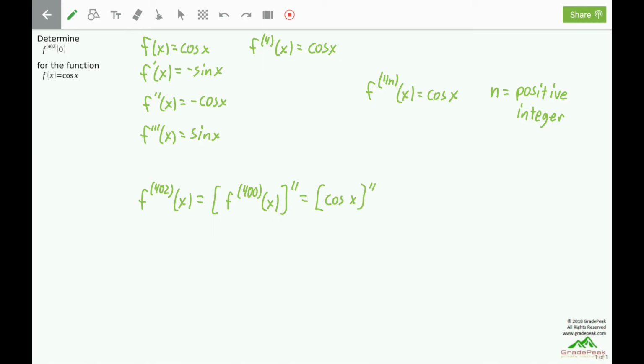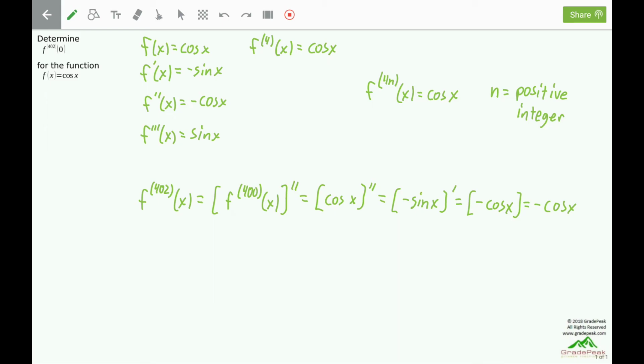Now what we need to do is take two more derivatives beyond there. So let's take the derivative of cosine, which is negative sine x, and then take one more derivative from there. The derivative of sine is cosine. The negative comes along. We have no more derivatives left, so we have just negative cosine of x.